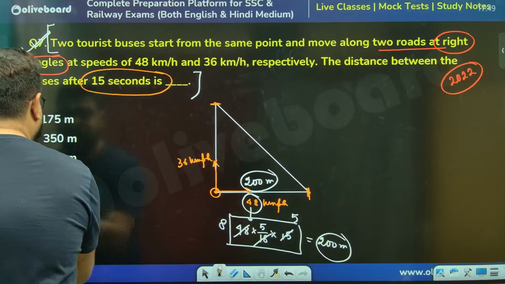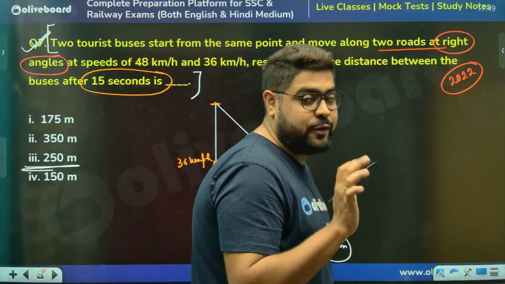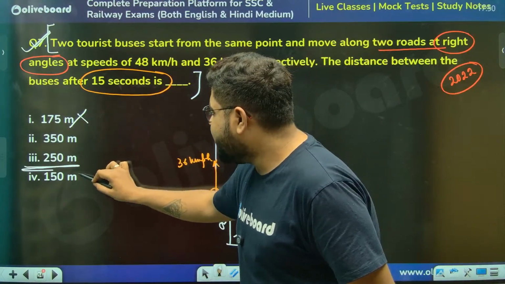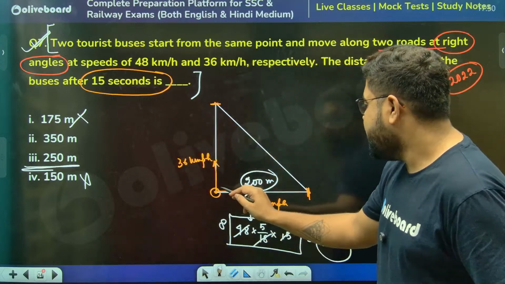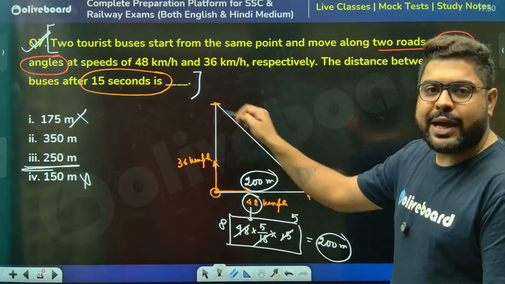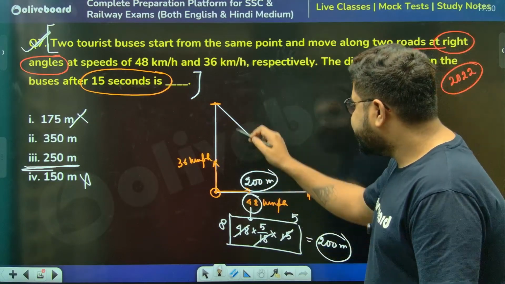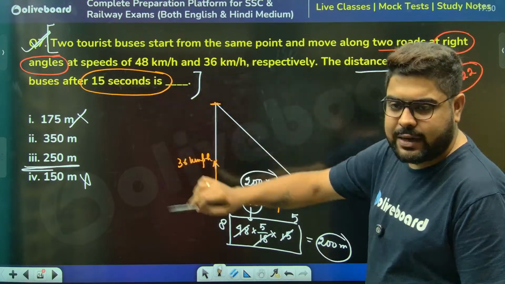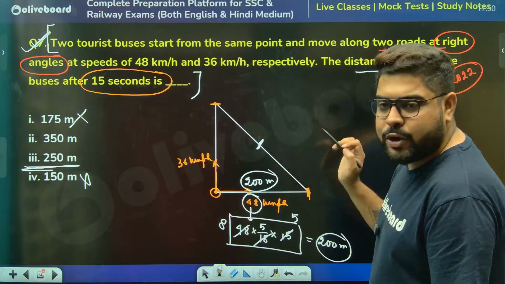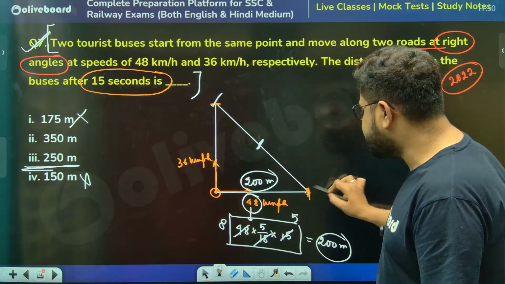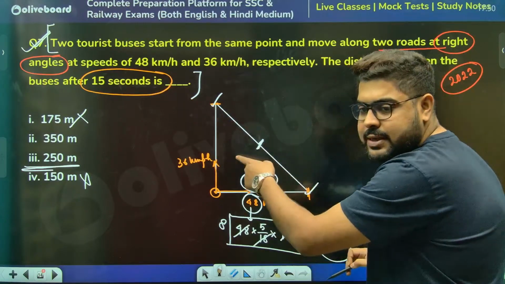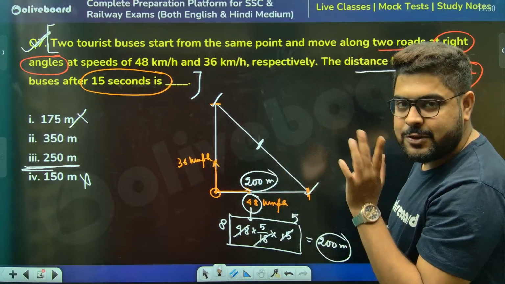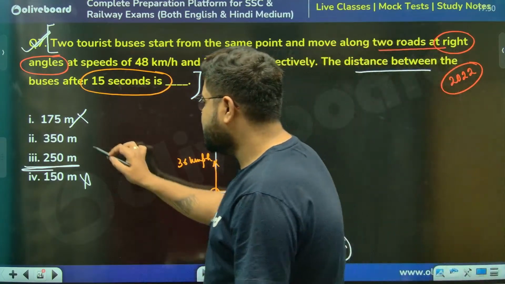Answer can be 250. Answer should be 250 at least. Why? It cannot be 175, it cannot be 150. Why? Please understand, in any right angle triangle the hypotenuse is the distance. They are asking the distance between them after 15 seconds, so they are asking for the hypotenuse. One bus is here, one bus is here. So this is the hypotenuse. It cannot be less than 200 because I got one side to be 200. So my answer has to be greater than 200.